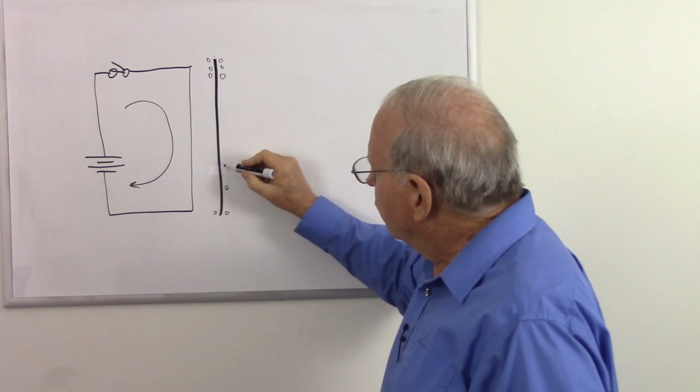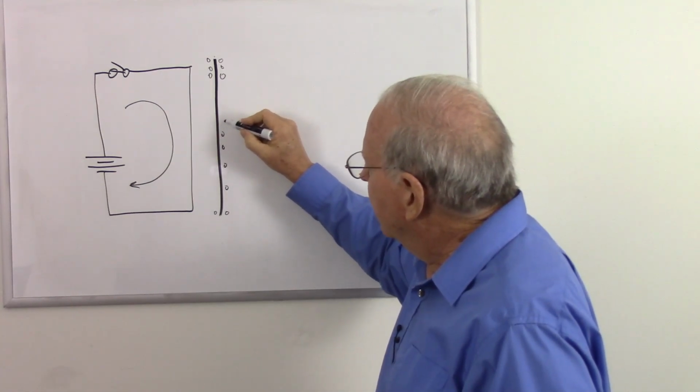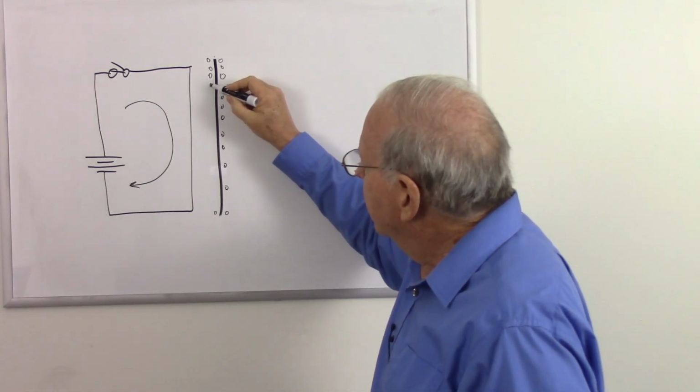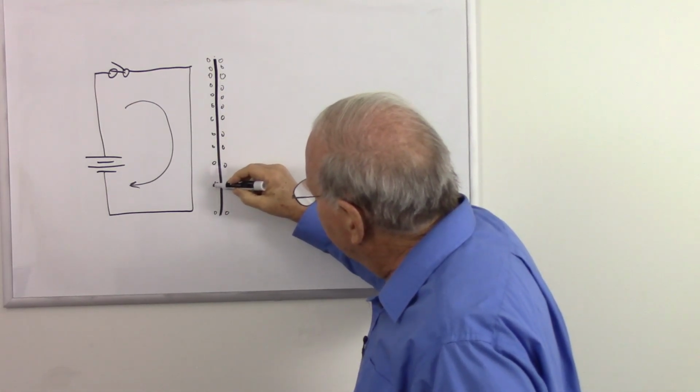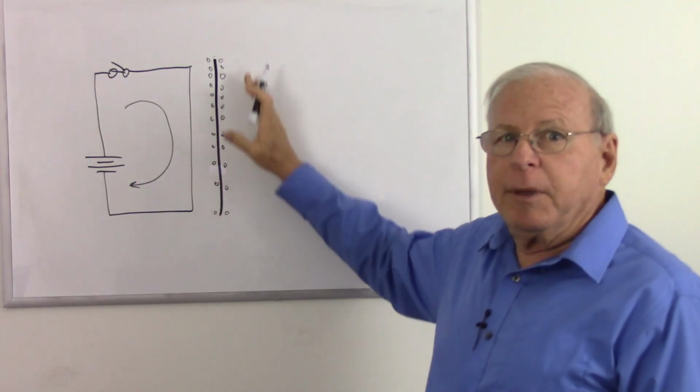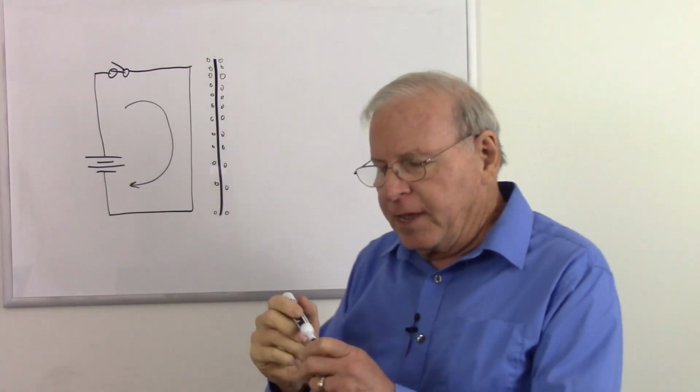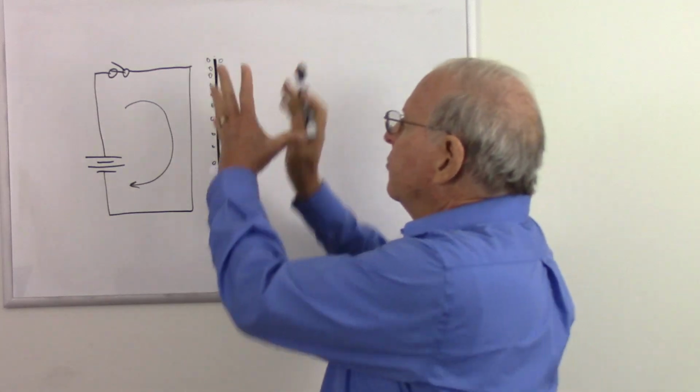So if I try to draw a gradient here, I'll show that they get closer and closer together so that we have a gradient of density of positive charges becoming more dense up here than down there. Now what's going to happen when we push those positive charges together?